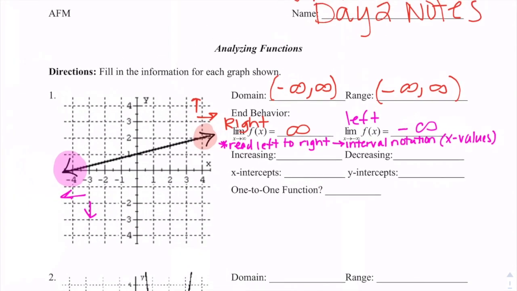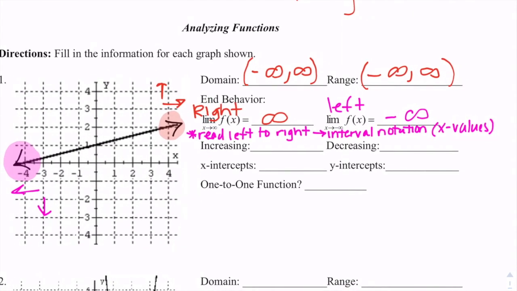So if we look at this here, increasing you want to think about is when you have a positive slope. And so our slope here is always positive, and our domain is negative infinity to infinity. So it's going to be increasing from negative infinity to infinity and never decreasing.